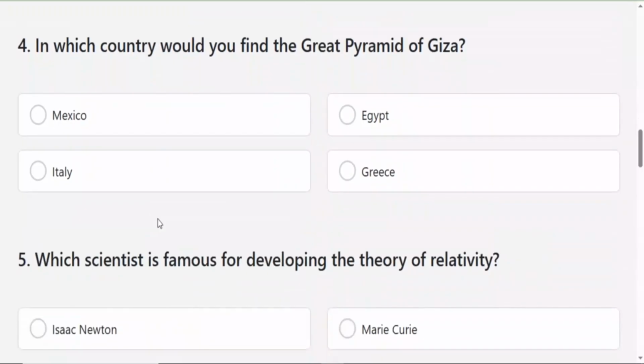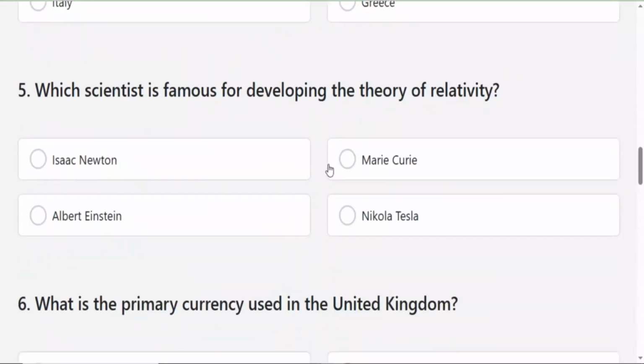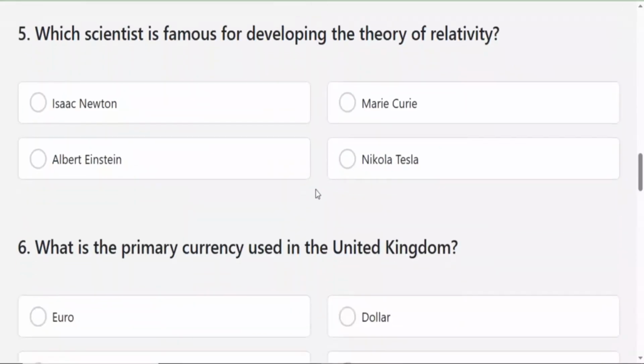In which country would you find the Great Pyramid of Giza? A. Mexico. B. Egypt. C. Italy. D. Greece. Correct answer, B. Egypt.